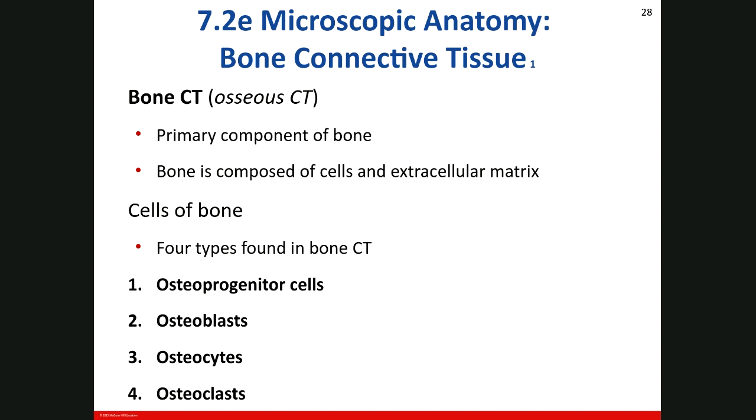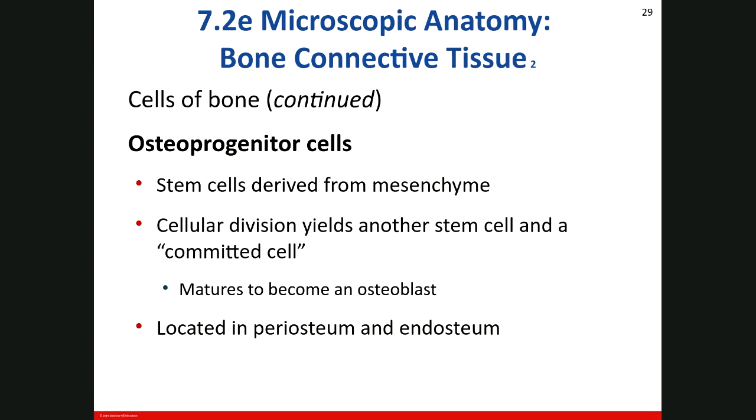First, about the cells. We have four cell types in the bone. One of them is called osteoprogenitor, one of them is called osteoblast, one of them is osteocyte, and the other one is osteoclast. The first cell of the bone is called osteoprogenitor cell. They are stem cells which are derived from mesenchyma.